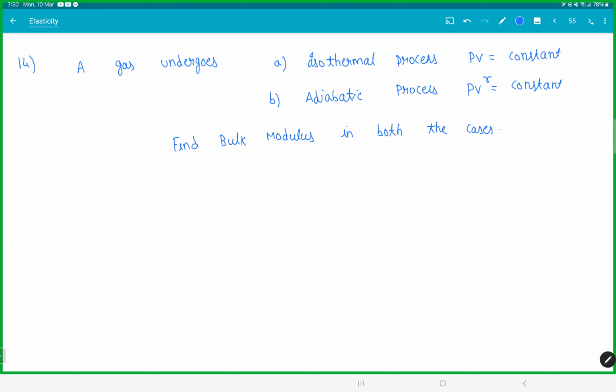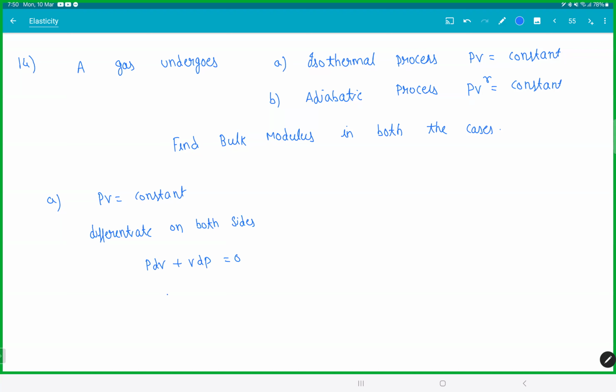How do we do this? Let me show you one. Look at the first one. PV is constant. Differentiate on both sides. Then this will be PdV. Remember, it's like a UV formula there. PdV plus VdP is equal to 0.